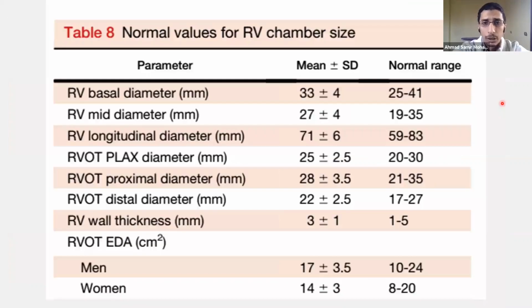This is how the consensus document for chamber quantification, conjoined between the American Society and the European Society of Echocardiography, represented the normal values and the standard deviations for the dimensions of the different parts of the RV. I need to emphasize again that when you get the RVOT diameter from the parasternal long axis view, you have to mention that this is from PLAX.